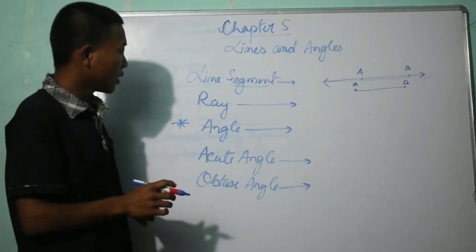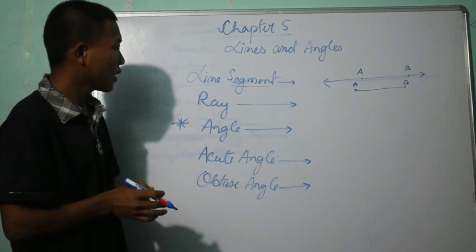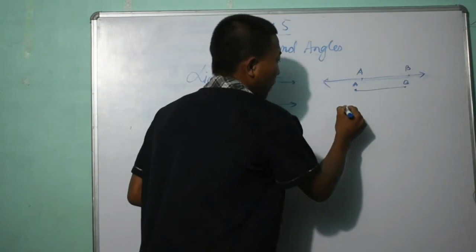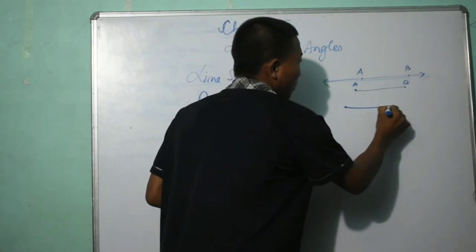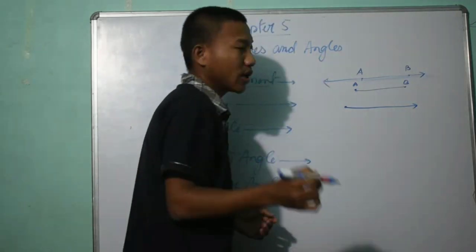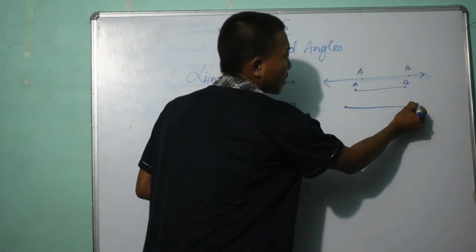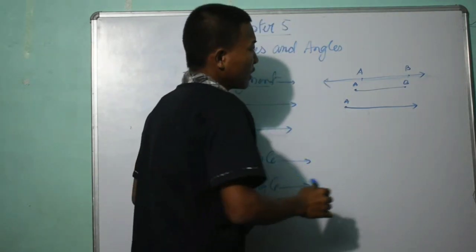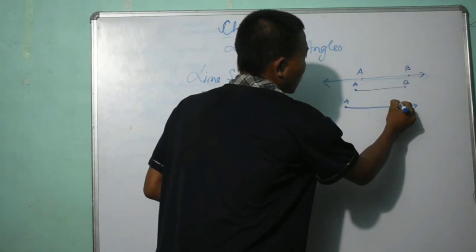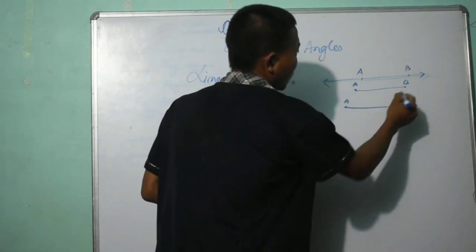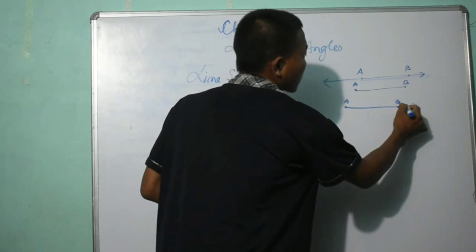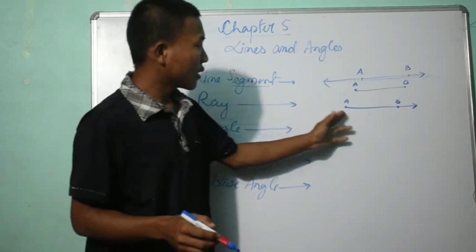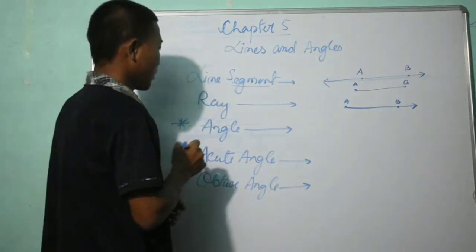Okay? Now let us try to understand what a ray is. A ray is like a line segment which has an initial point but no end point, which is why we use the arrow mark here. This is a line segment, it is just elongated, and this arrow mark shows that the ray can be elongated as long as we want.